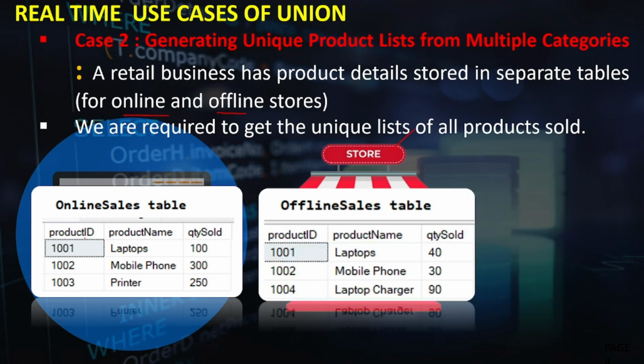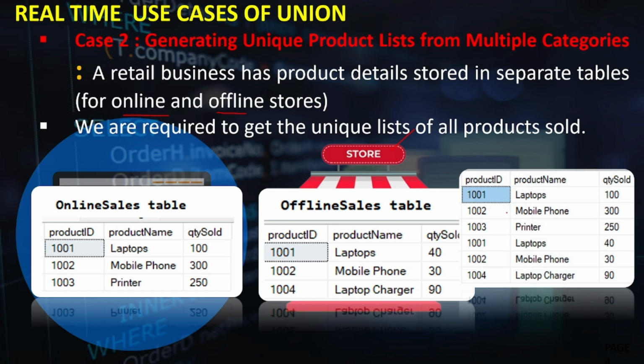Both the tables have similar data. This has product ID, product name, and quantity sold. The only difference is they are at two places. The retail business owner now needs to combine these two. So they can place a union between these two, and the resultant data can look like this one. So this is the second real-time example of the uses of union in real life. Let's explore the third example.